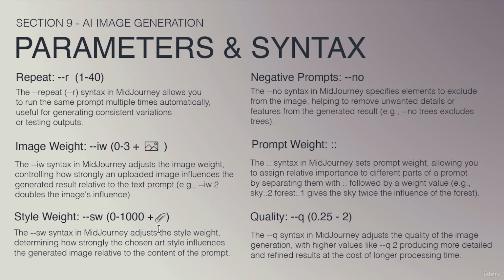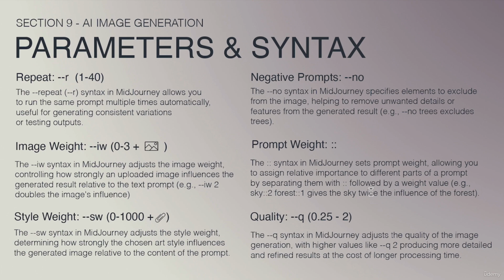Now, prompt weight, that's how much. We don't really need to do it because we can assign the syntax here, and we can say, for example, 2, 1 for certain things. I don't use this a lot, but some people do. The syntax of Midjourney sets the prompt weight, allowing you to assign relative importance to different parts of the prompt by separating them with a double colon followed by the weight. So it is handy. For example, if I have sky::2 forest::1, it will give the sky twice as much influence.